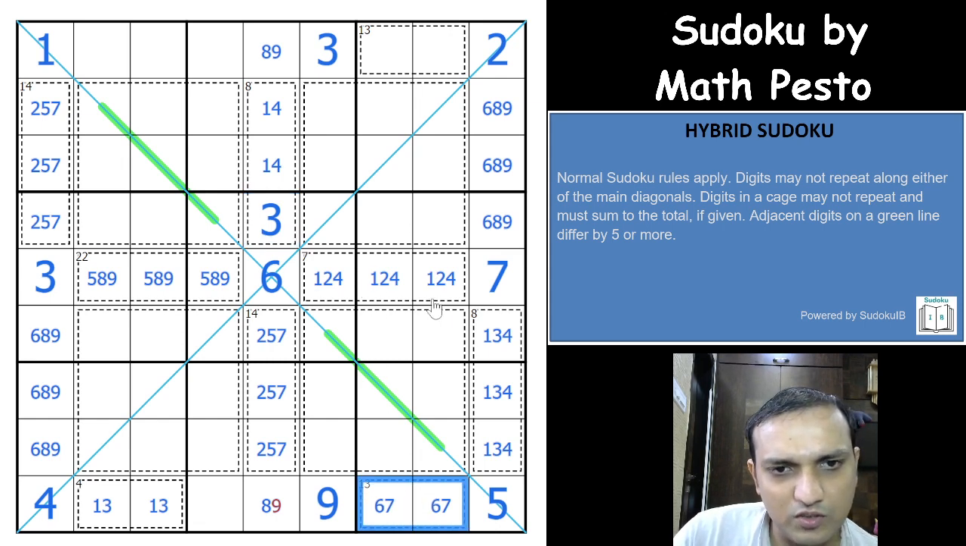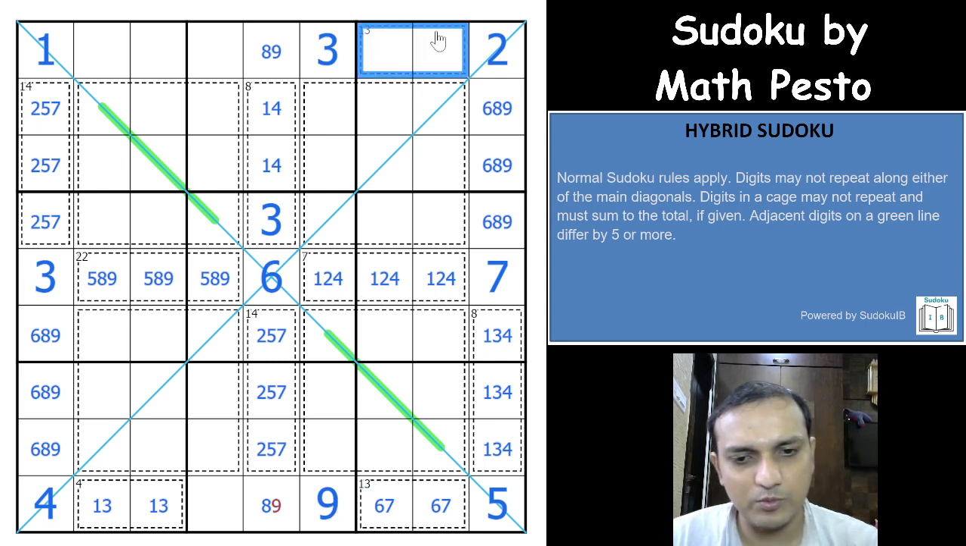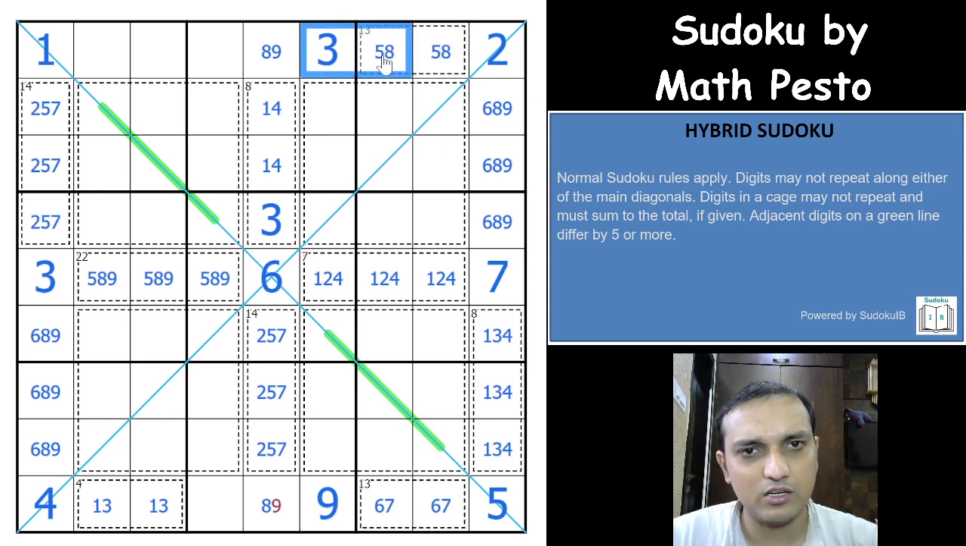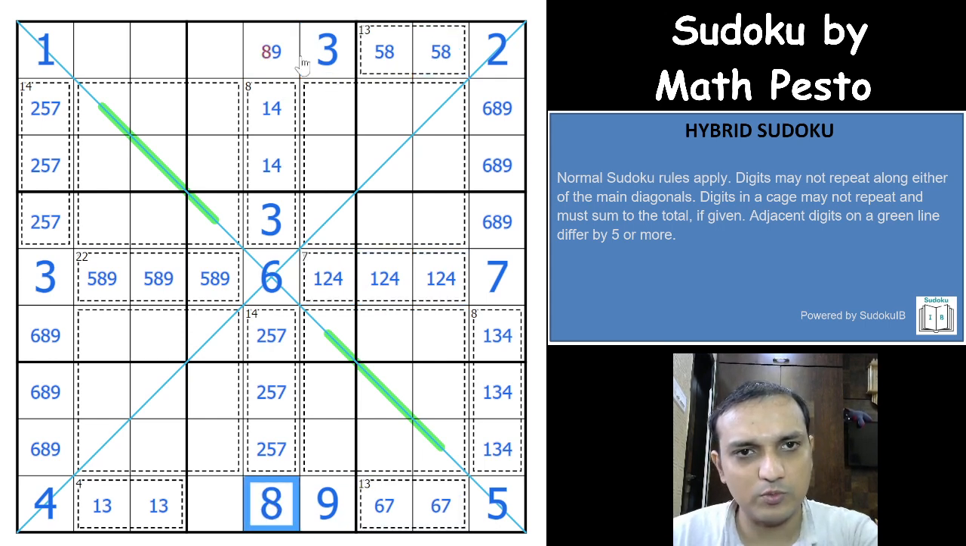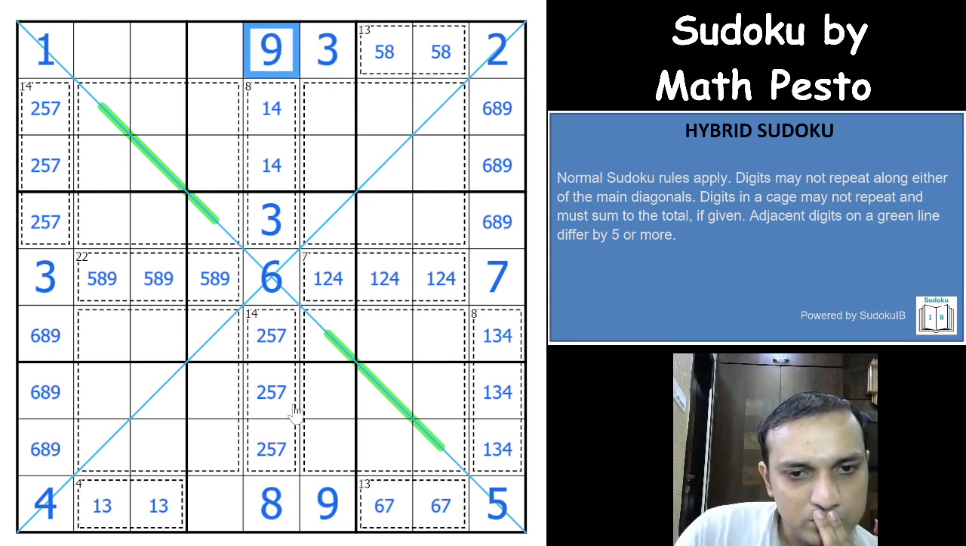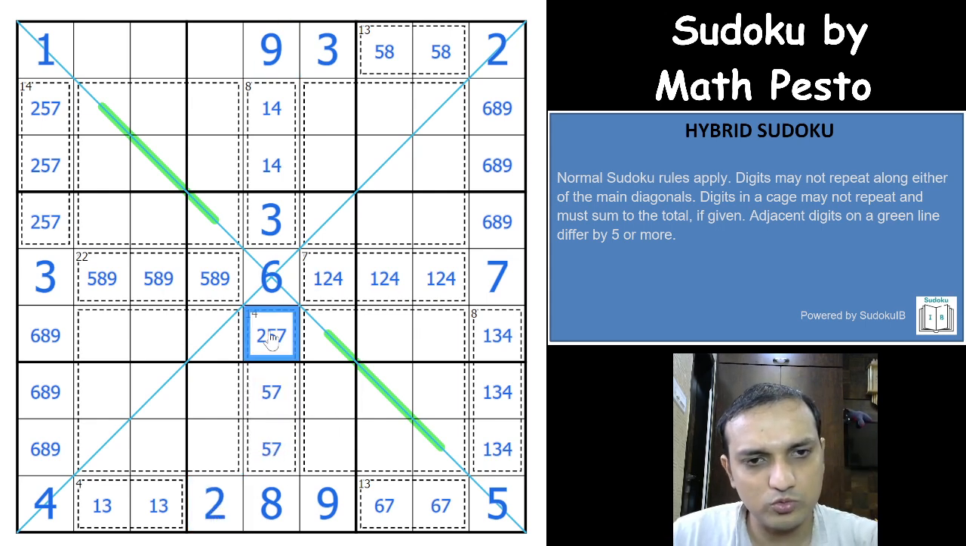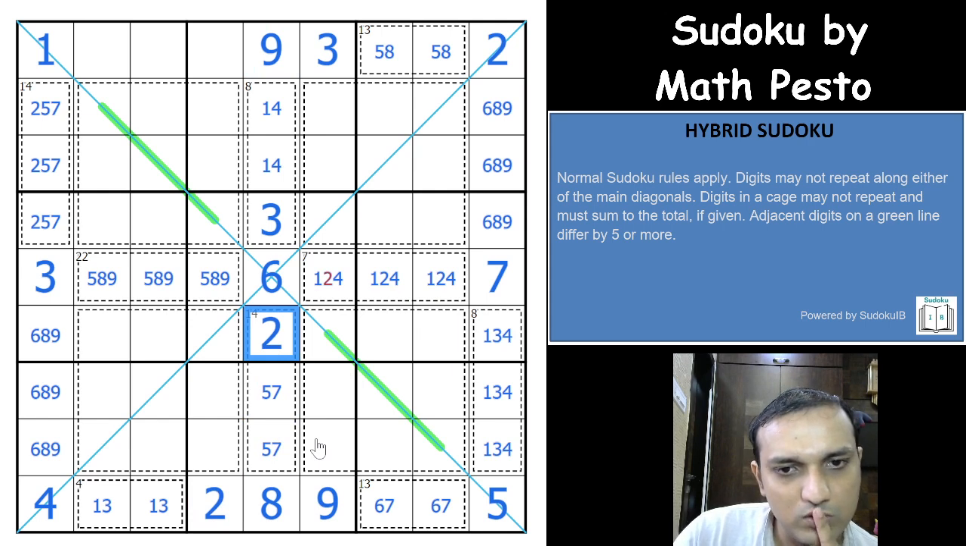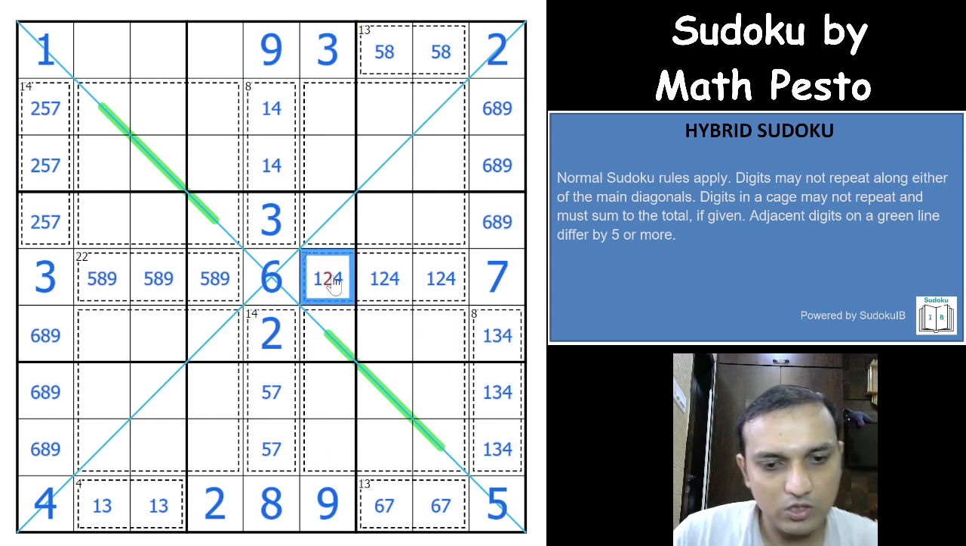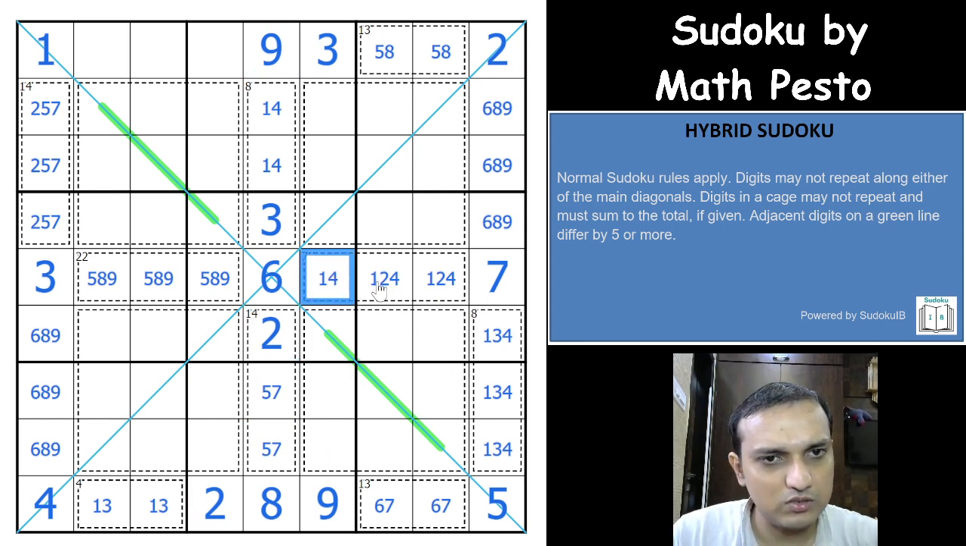If this is a 6, 7, okay, these two cells would have to be 8 and 5, the only remaining two cells in this extra region. So this would have to be 8, this would have to be 9, this would have to be a 2. You eliminate 2 from these two cells, this cell would have to be a 2. You eliminate 2 from these cells again.